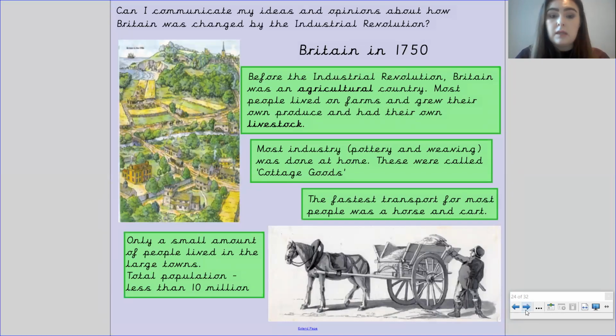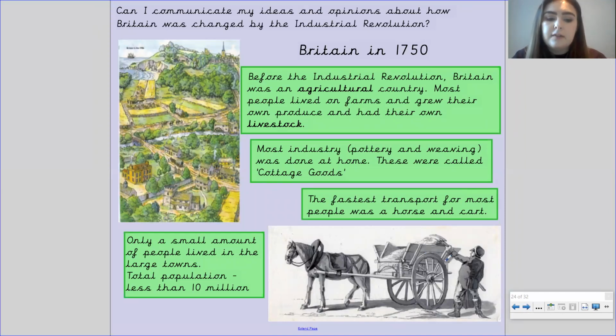By livestock, we mean things like cows or sheep, horses. So animals that they would look after and would produce things for them, such as milk or eggs from chickens, or even their own meat that they would eat. And most industry, so like pottery and weaving, was done at home, and these were called cottage goods. And the fastest way to transport anything was from horse and carriage. So here you can see a horse and carriage.